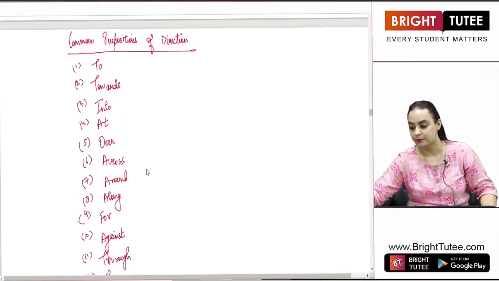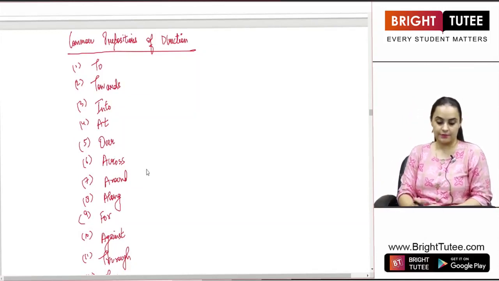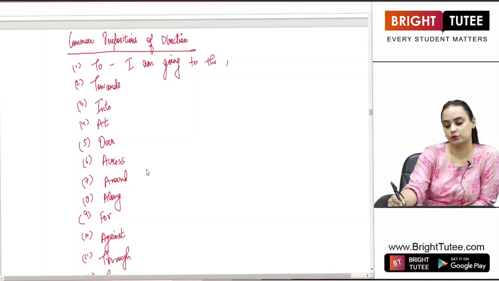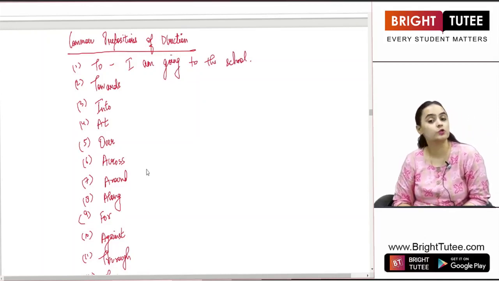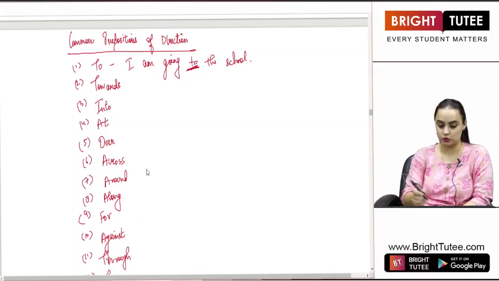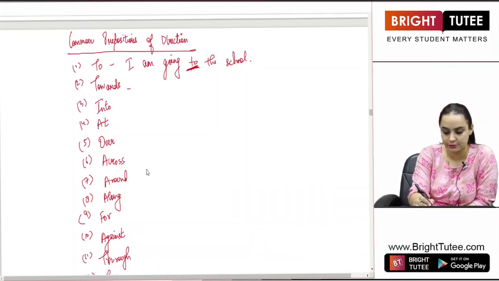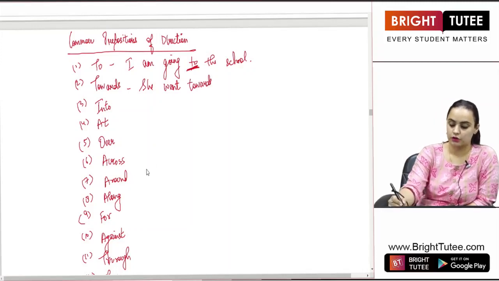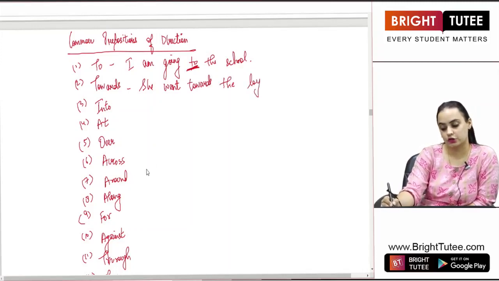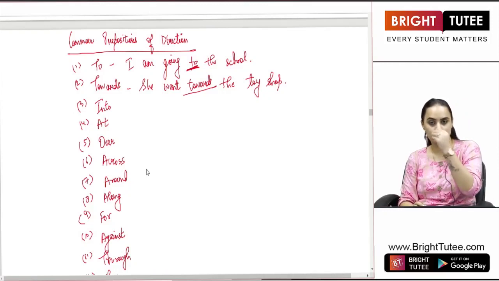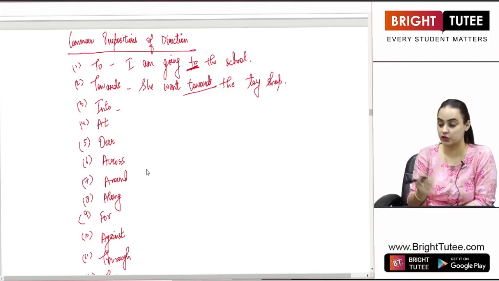Now, what are the examples for these that we have? To. I am going to the school. So, what is the direction? Where am I going? To the school. So, this is the preposition of direction. Towards, like I gave you the example. She went towards the toy shop. So, where did she go? Towards the toy shop. So, this is the direction where she went.